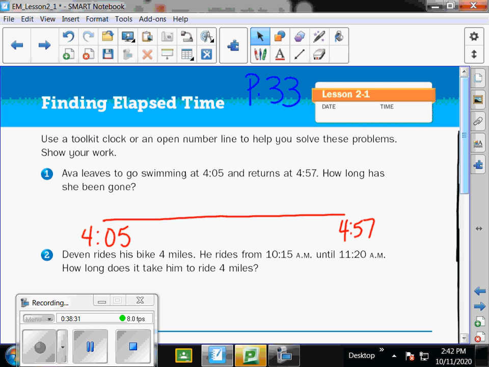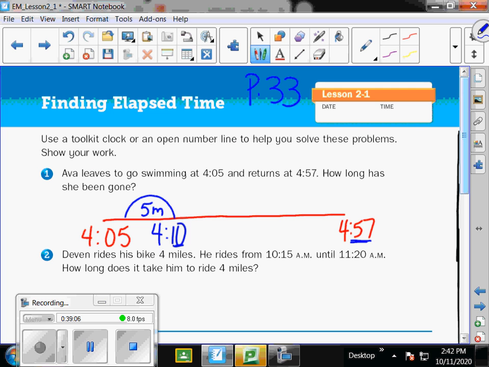Okay, so I'm going to follow our little tips that we gave in class. Remember we said step 1 was to jump to an easy time. And so easy times end in zeros, right? So I think I'm going to jump 5 minutes and I'm going to get to 4:10 because that gives me an easy time that ends in 0. Now again, knowing combinations of 10 or being able to skip count by 10 is going to help you with this. I still need to get down to 4:57.